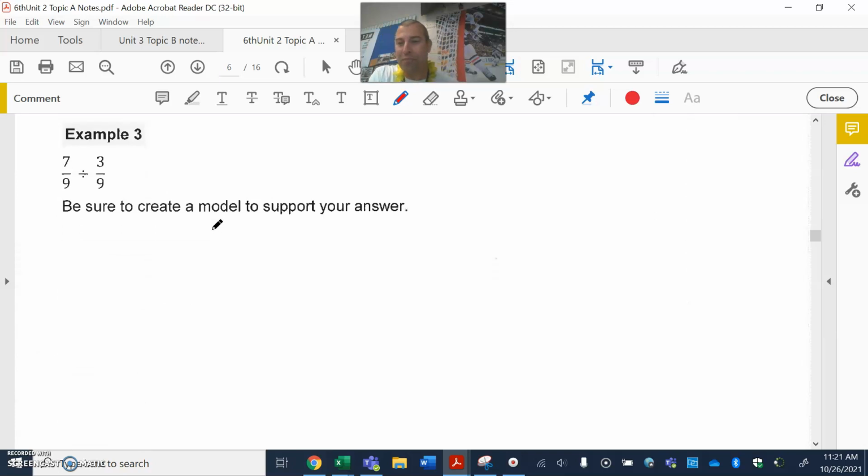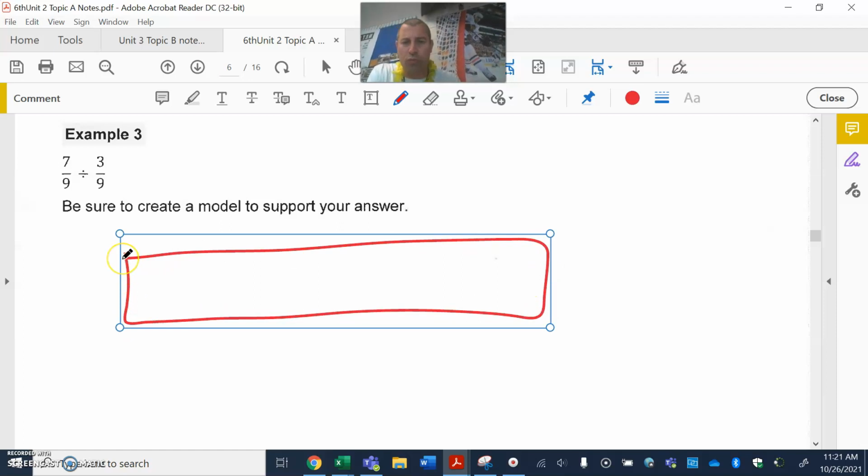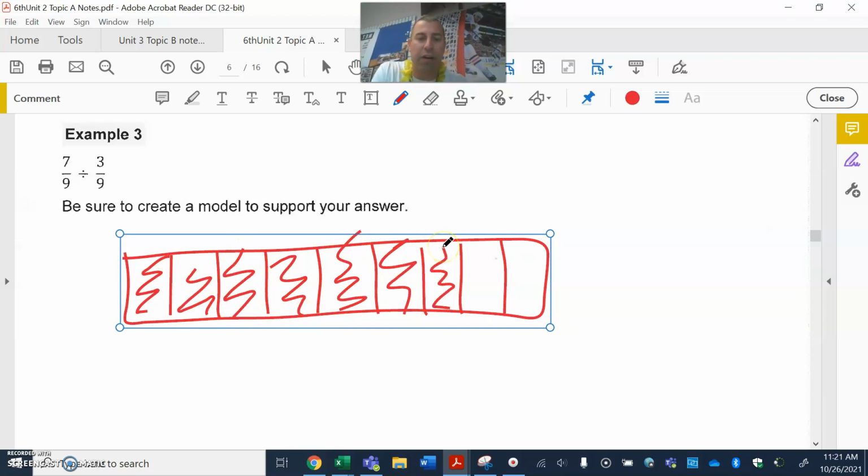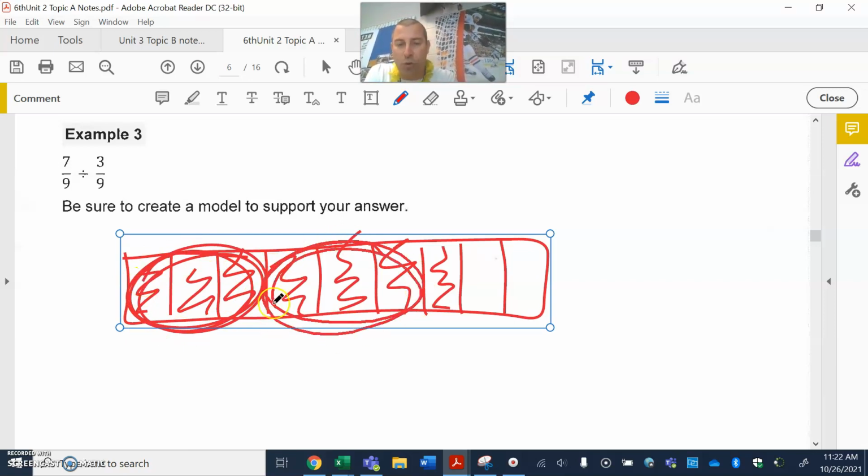Example 3. 7 ninths divided by 3 ninths. So visually, 7 ninths. 1, 2, 3, 4, 5, 6, 7, 8, 9. We're going to shade in 7 of them. But now I need 3 ninths. Divide them up into groups of 3 ninths. So that gives me 3 for a group, 3 for a group, but I've got one that's left over.